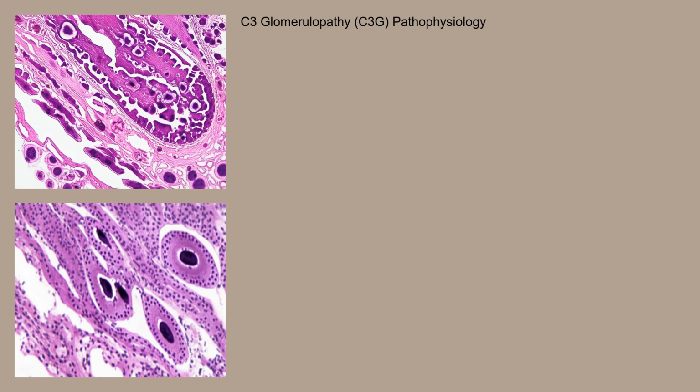Now let's break down the pathophysiology. In C3G, the overactive alternative complement pathway leads to excessive deposition of C3 fragments, particularly C3b and its breakdown products, within the glomeruli of the kidneys. This deposition triggers inflammation and damages the glomerular structures. Over time, this chronic inflammation and damage can lead to scarring, known as glomerulosclerosis. As the glomeruli become scarred and damaged, they lose their ability to effectively filter waste products from the blood, ultimately leading to kidney dysfunction and potential kidney failure.